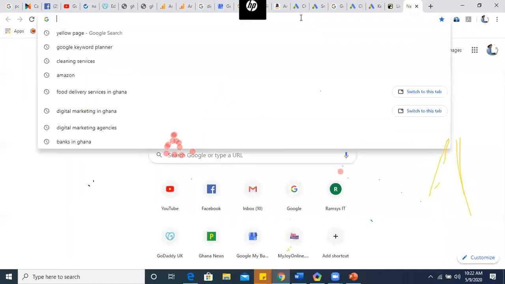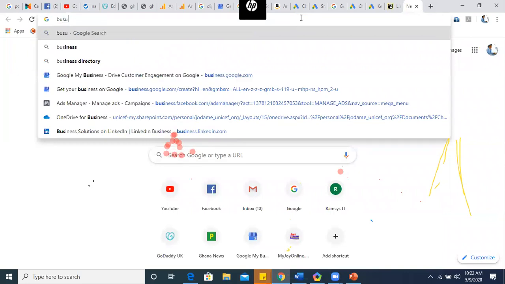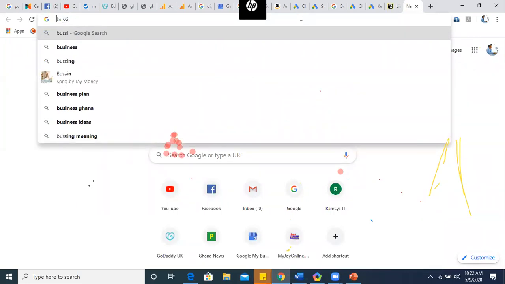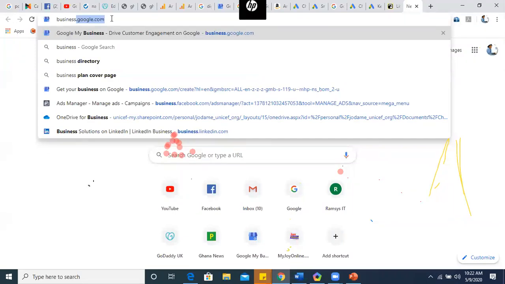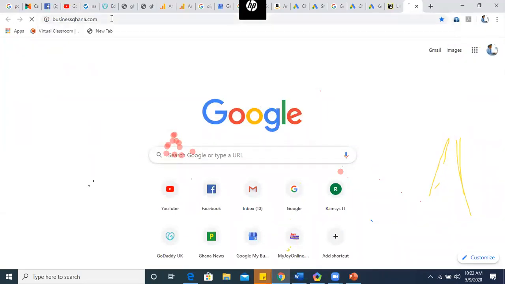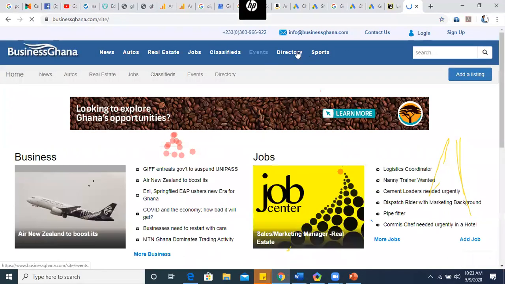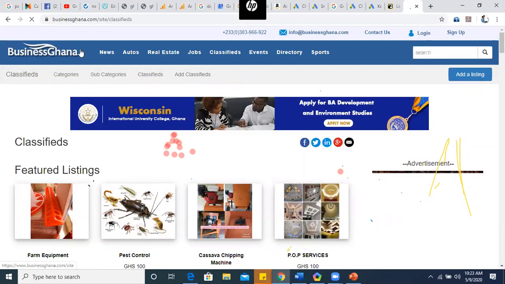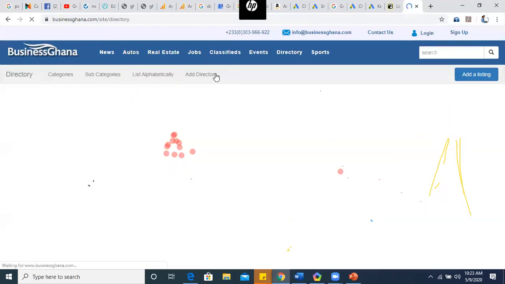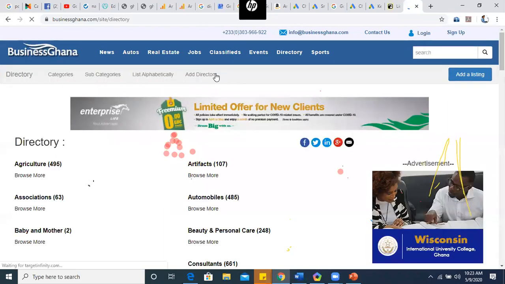You can go to a place like businessghana.com. When you come here, you have this beautiful website. You can come and add your platform here. You can join their listing, classified documents, or you can join their directory. Or come and put yourself inside the directory. All of them give you the opportunity to describe who you are. And that's why I'm saying that before you start this, you have to do keyword research.